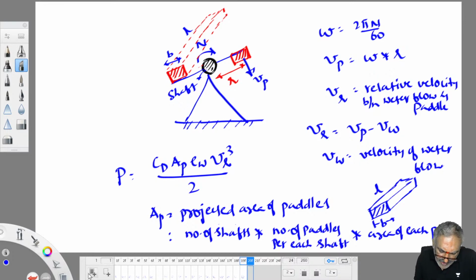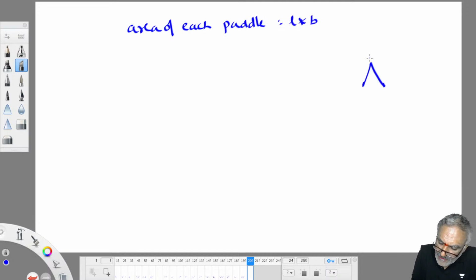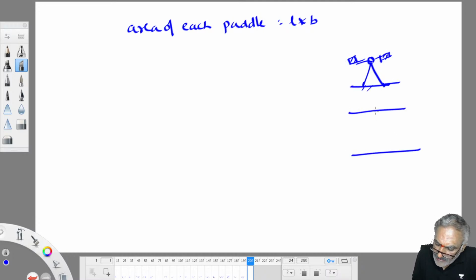Okay, area of each paddle is equal to L into B. So what I drew is only this, a paddle section. If you see the plan, this is a tank, this is a shaft. This shaft will rotate. To this what is connected? Rod is connected. This red color thing is paddle.